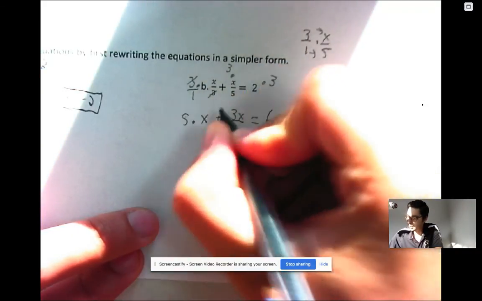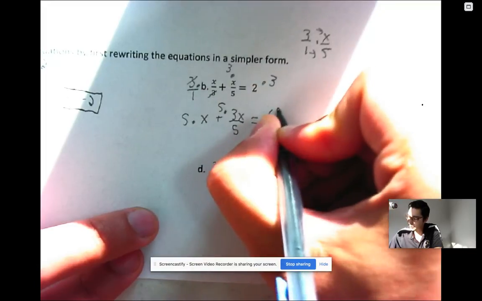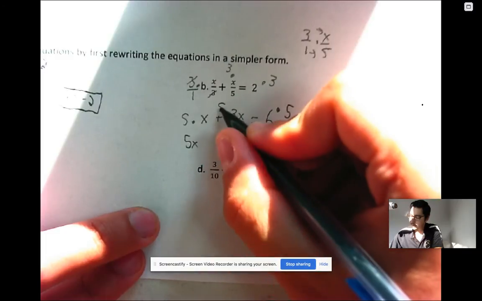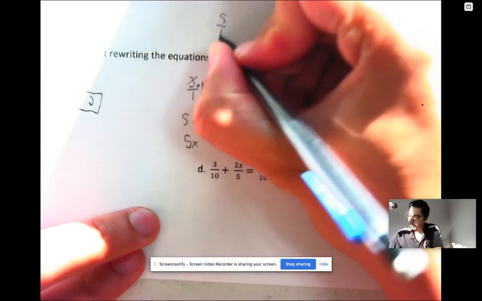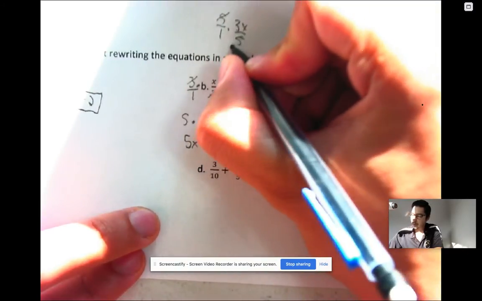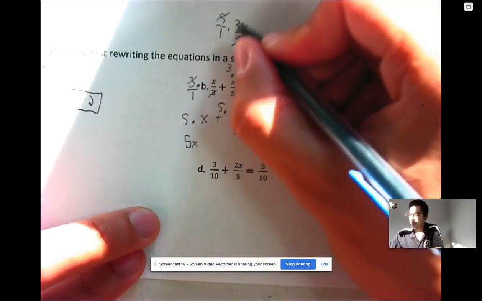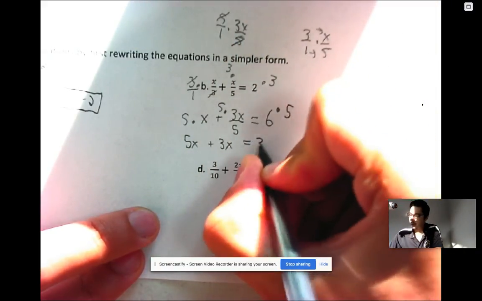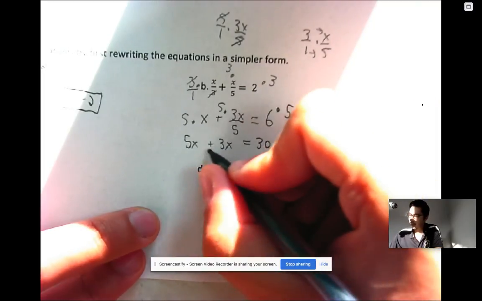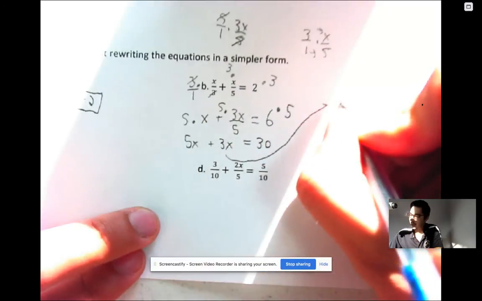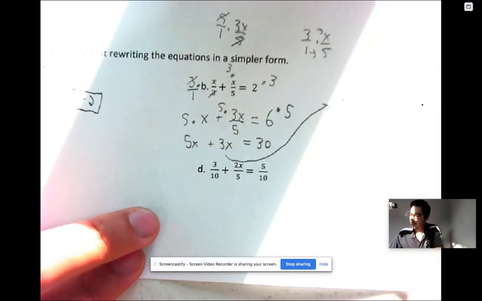Okay. But now, so we got rid of one fraction. We need to get rid of the next. So then we're going to multiply everything by 5 to get rid of the fraction here. 5 times x is 5x. If you do 5 times 3x over 5, so if you did 5 over 1 times 3x over 5, well, that 5 on top and the 5 on bottom will go to 1, in which you're just left with 3x over 1, or 3x, equals 6 times 5, which is 30. And then we can combine these two. I'm going to write it up here, where 5x plus 3x is 8x, equals 30.